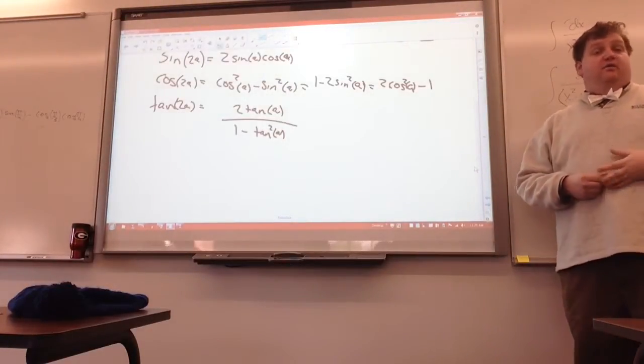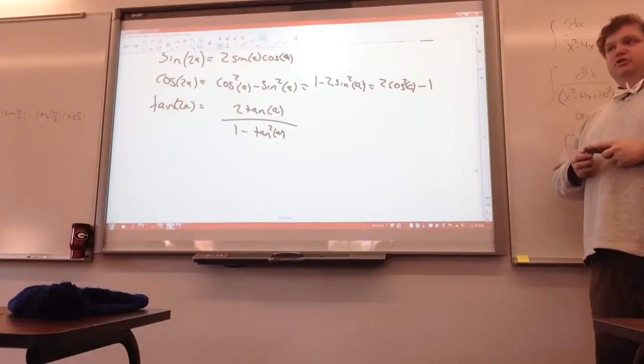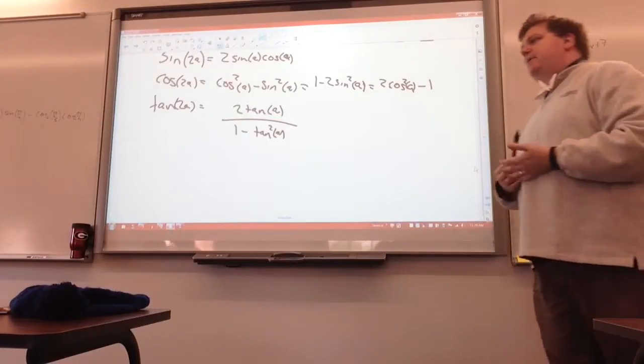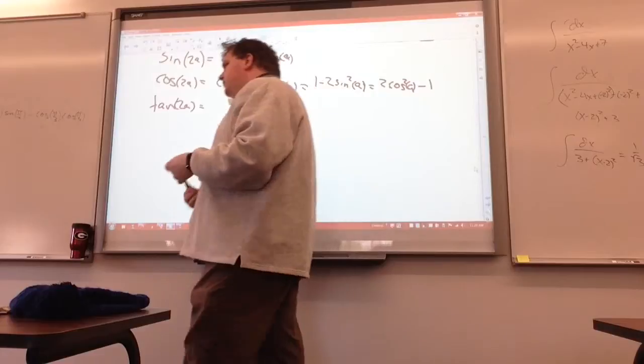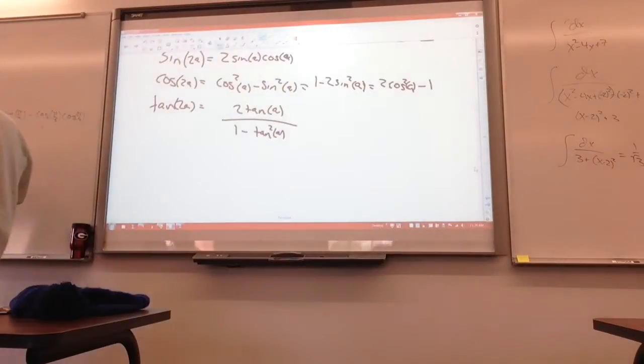Those are the double angle formulas. And again, you would use them for the primary uses of these. One use is to solve for angles you can't normally solve for.